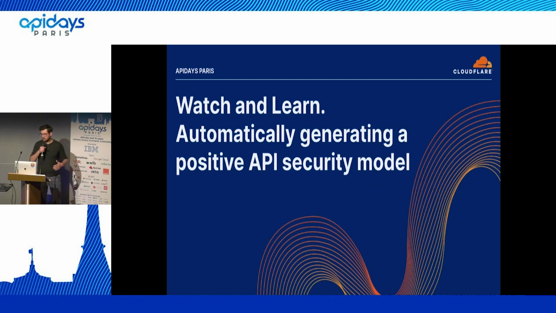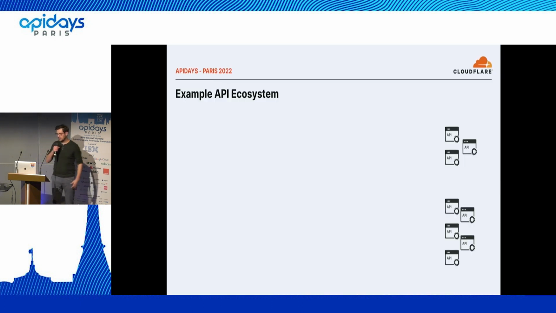So we're going to talk about automatically generating a positive API security model. And the sort of catchphrase here is to watch and learn. And we'll get into that as we move along in the presentation. So I'm going to kick us off with an example API ecosystem. Your API ecosystem might be a bit different, but I think the same principles will apply.